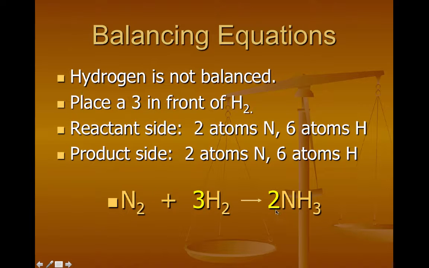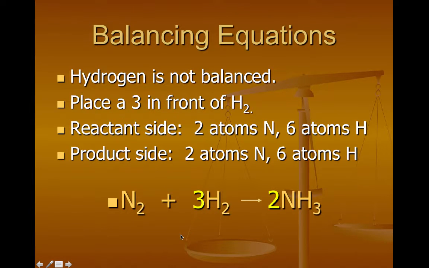So we're looking at this. The least common multiple of hydrogen is 6. Can we get 6 over here on the reactant side? Yes, we can. We put a coefficient of 3 over here. 3 times 2 is 6.